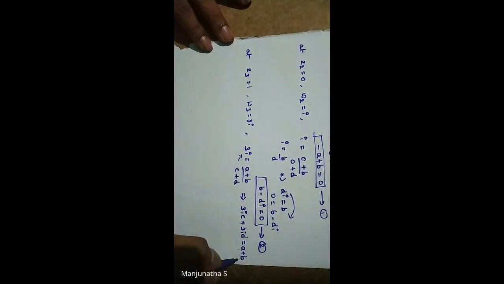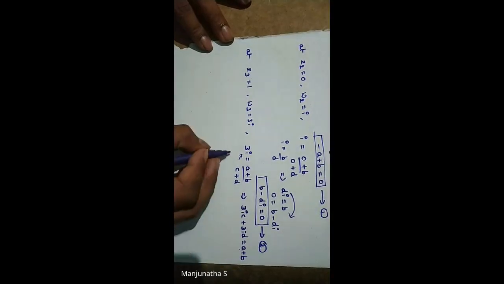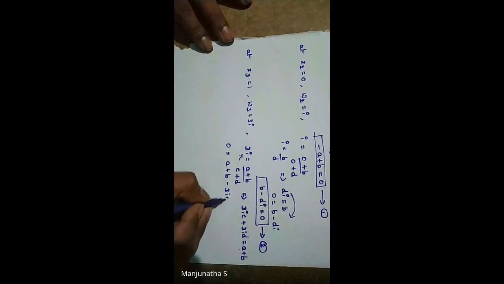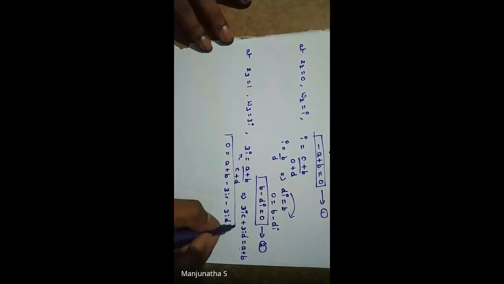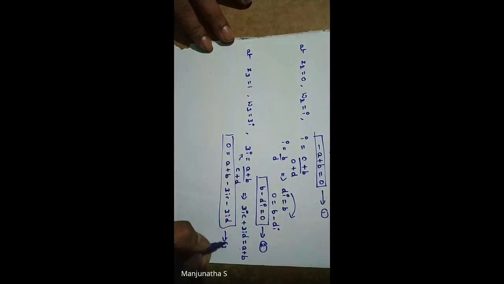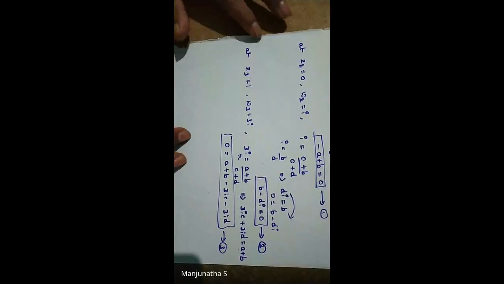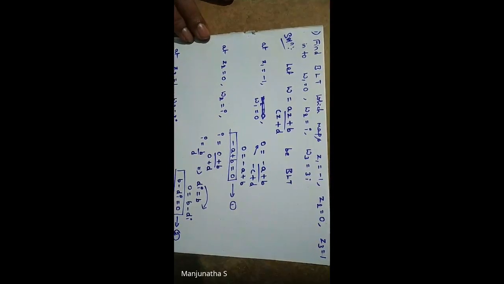So similarly, ab is here. When you send c and d to the other side, what will we get? 0 is equal to a plus b minus 3ic minus 3id. Correct. So this is one of the equations. Let it be equation number 3. Now, what is our first step? We need to apply the given values in the bilinear transformation formula.